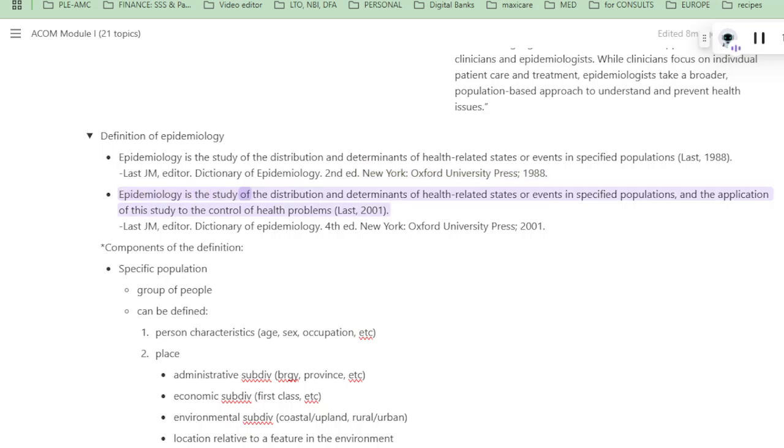Epidemiology is the study of the distribution and determinants of health-related states or events in specified populations, and the application of the study to the control of health problems. Last, 2001. Last J.M., editor. Dictionary of Epidemiology. 4th ed. New York, Oxford University Press, 2001.